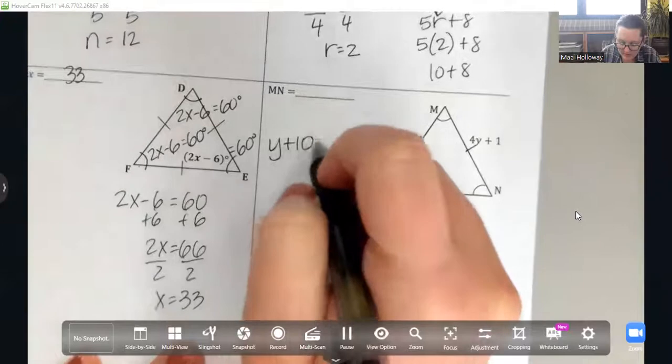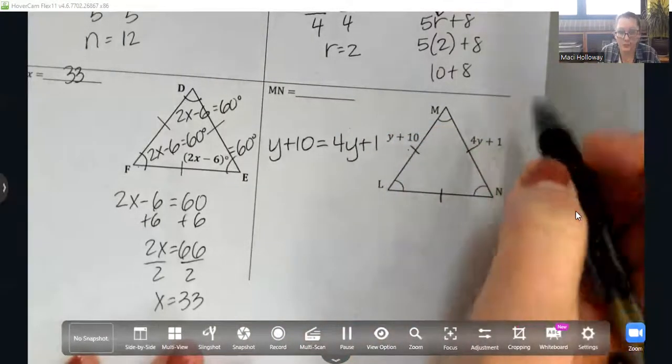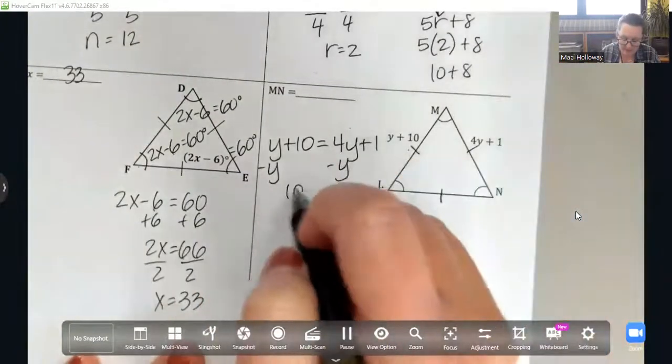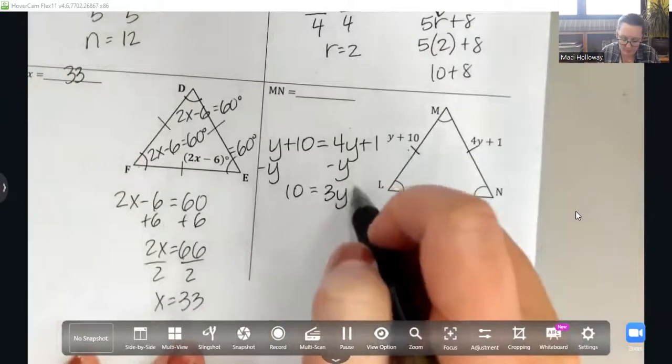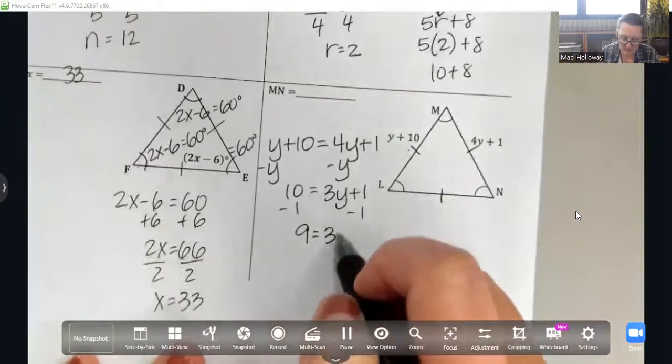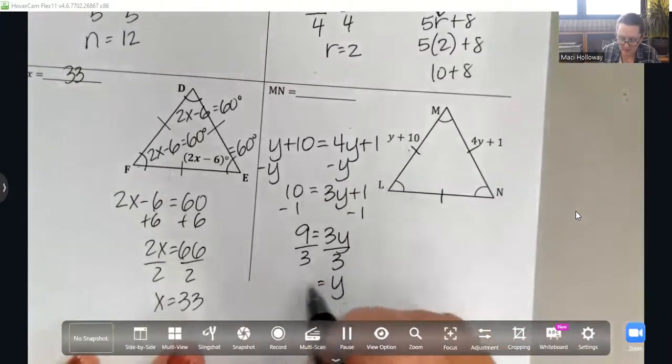So y plus 10 equals 4y plus 1. Solve for y here. I'm going to move my y over by subtracting. So 10 equals 3y plus 1. Move the 1 over by subtracting, and 9 equals 3y. Divide lastly, then y equals 3.